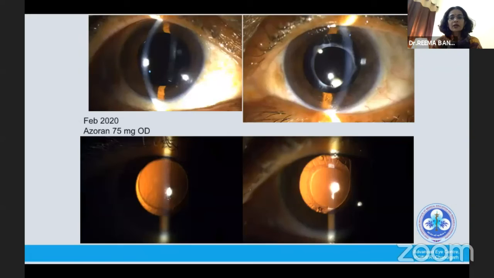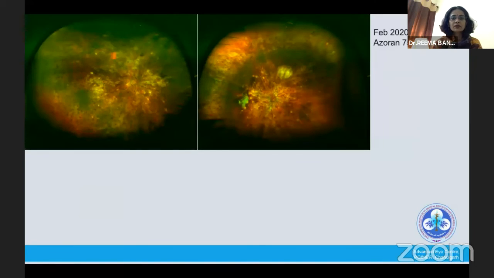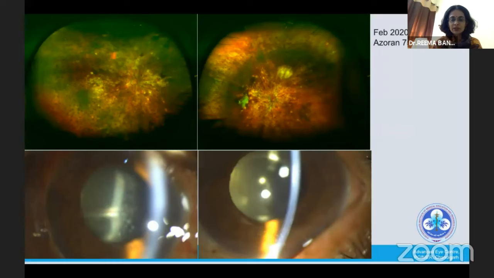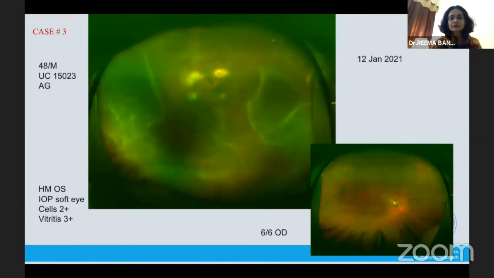Left eye. So this is how she is now at the last follow-up we saw this year in February. And this is the fundus photograph of the last visit. And this is how she began, and she presented to us with a severe diagnostic dilemma in both the eyes.